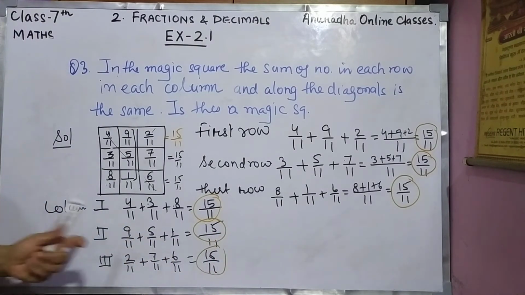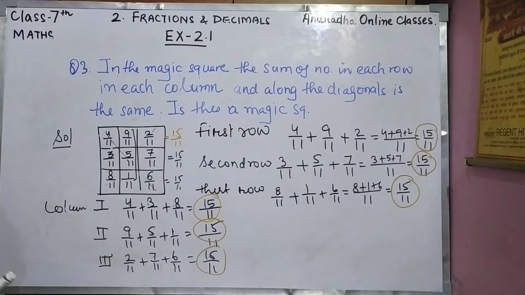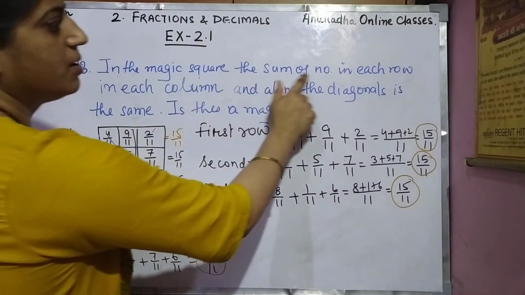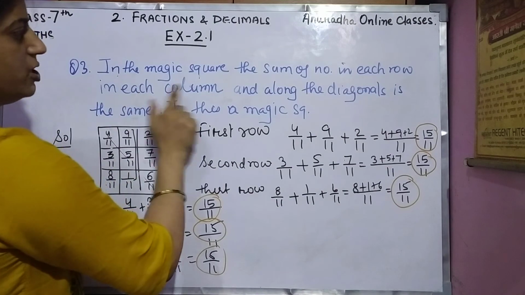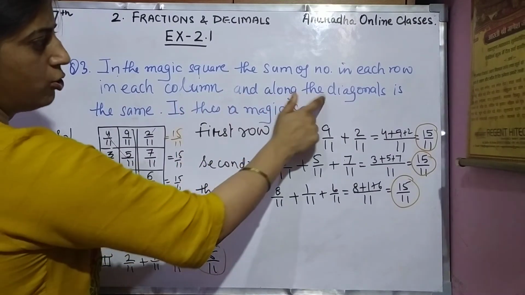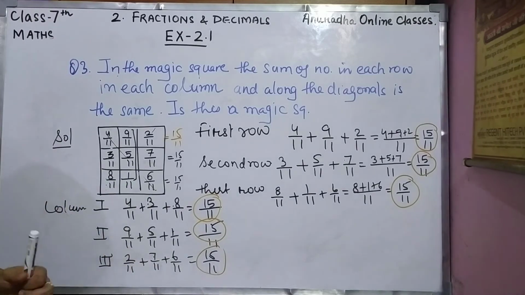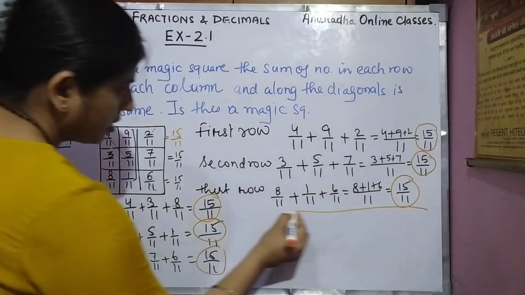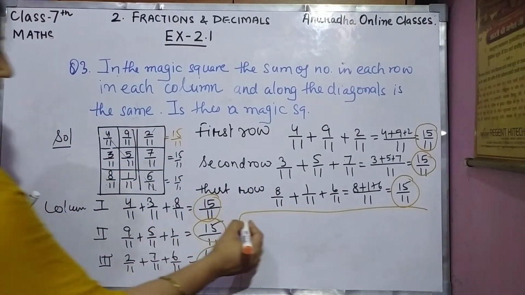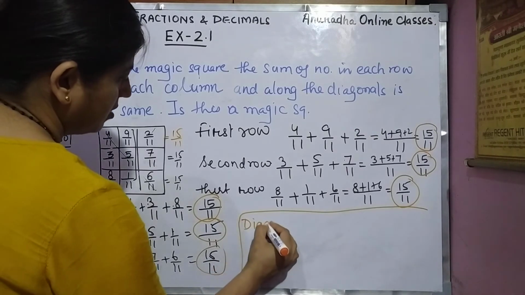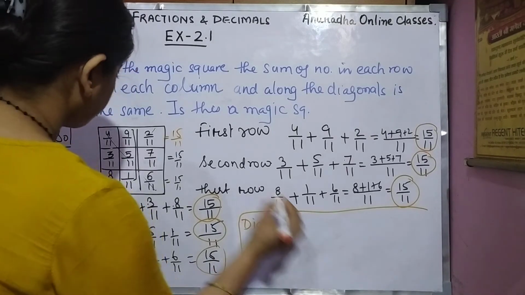So what you have seen in the columns also is that we are getting the same fraction. The sum of all the three numbers is the same. That is what they have said: the sum of the numbers in each row, each column and along the diagonals. Diagonals are left, so let us take the diagonals also. I'm just writing diagonal here.